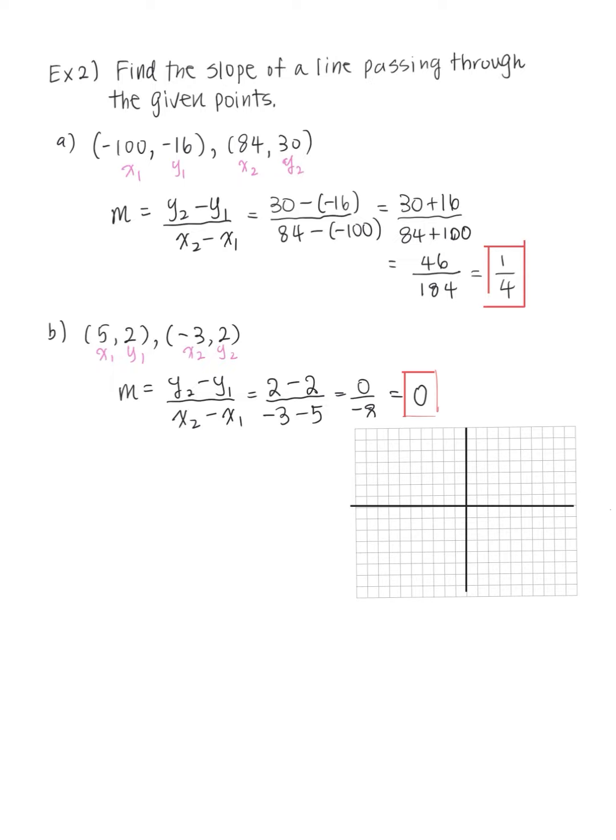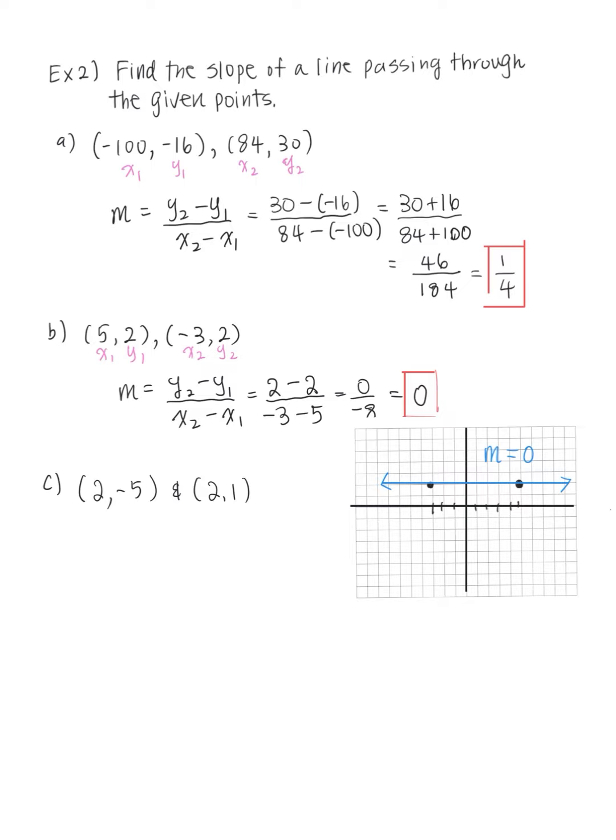So let's just plot (5, 2). Let me see. 1, 2, 3, 4, 5, 2. And then let's plot (negative 3, 2). If I draw a straight line through it, we've got ourselves a horizontal line. Now, every time you have a horizontal line, I guarantee that your slope will always be 0.